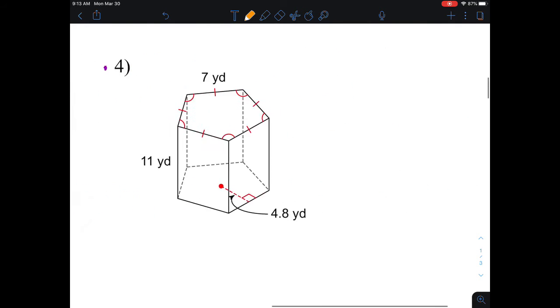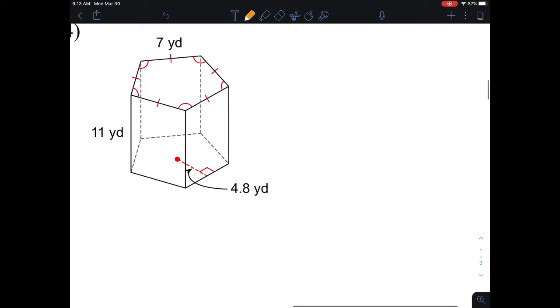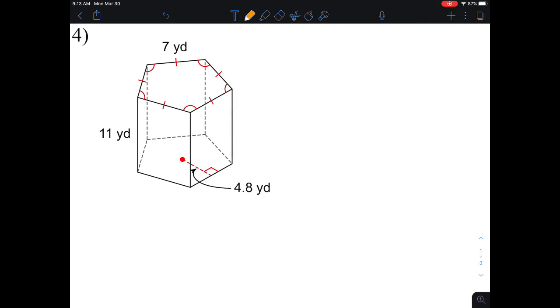All right, let's look at one that's a little different here. Okay, so in this one, same game here, surface area equals, and I have to find the area of all the individual sides and add them together. Well, it appears that all of these sides here that I have labeled in green are going to be the exact same.